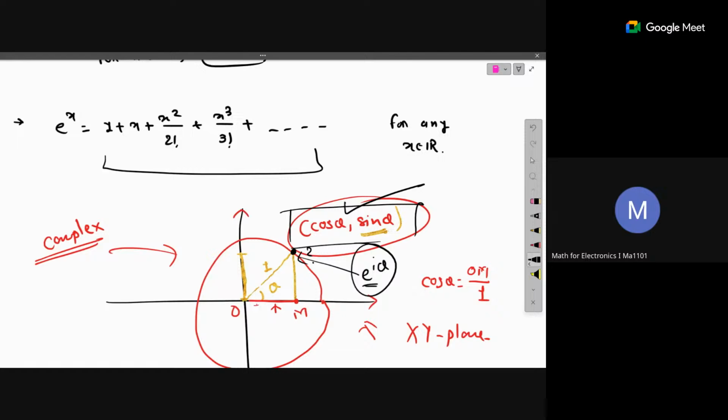Also, we define trigonometric functions using power series, right? And with that description, do you know any real-life example of complex numbers?